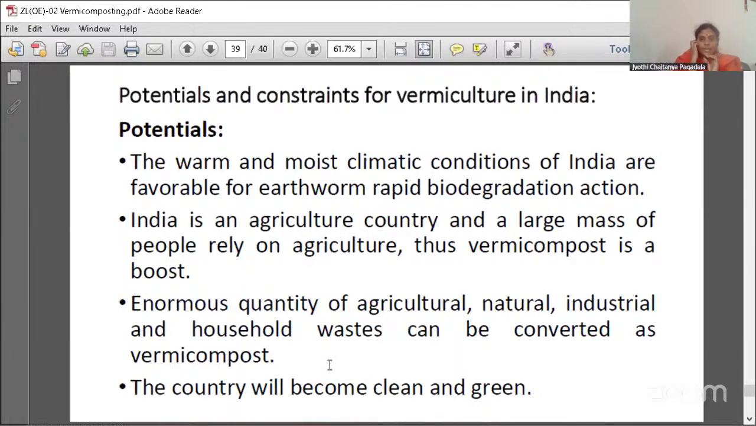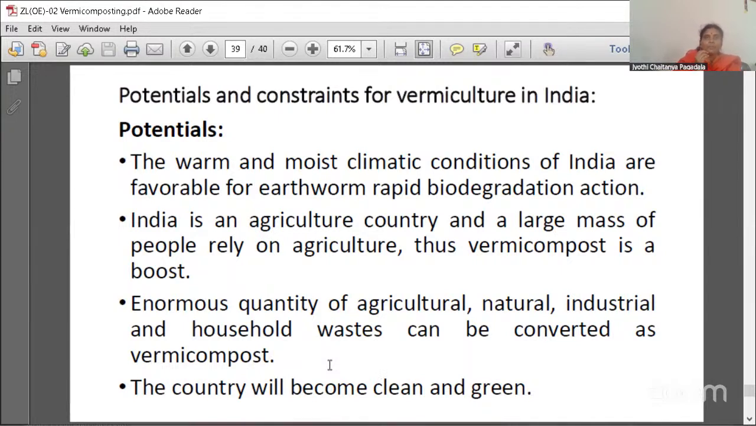Here in India, as we know, we are an economically agricultural rich country, and a large mass of people mainly rely on agriculture. So vermicompost is a boost for our India for agriculture. An enormous quantity of agricultural, natural, industrial, and household waste can be converted into vermicompost.